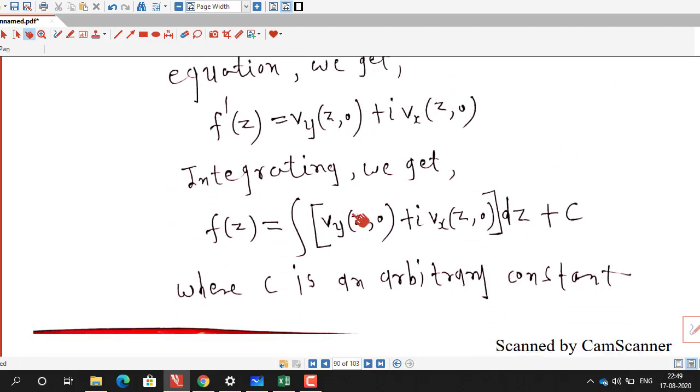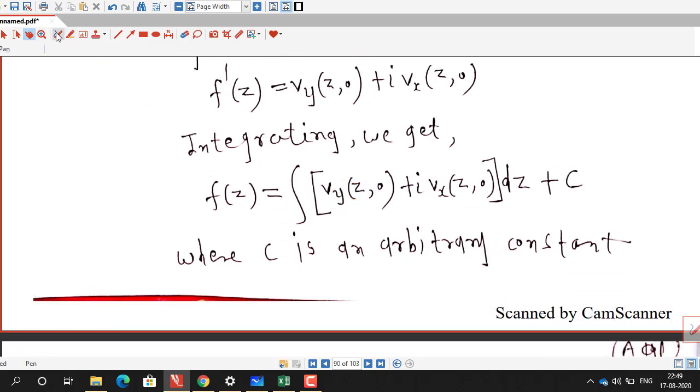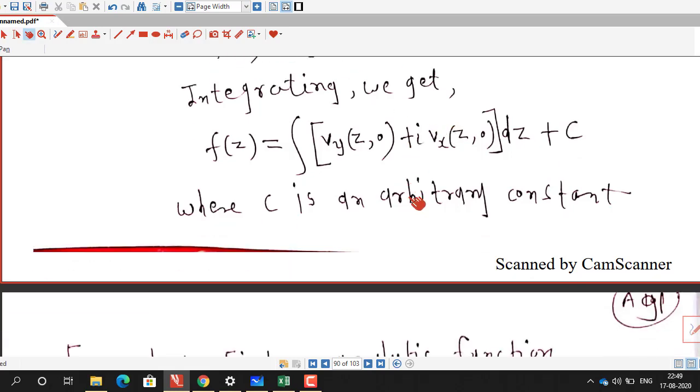Okay, so this is a very simple method to write down the analytic function whose real or imaginary part is known to us.